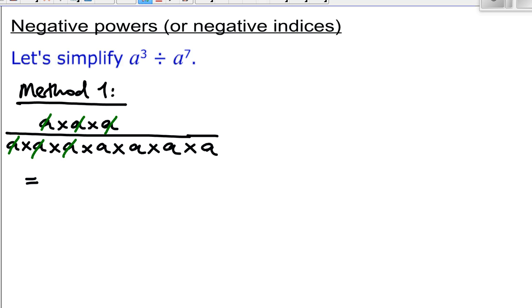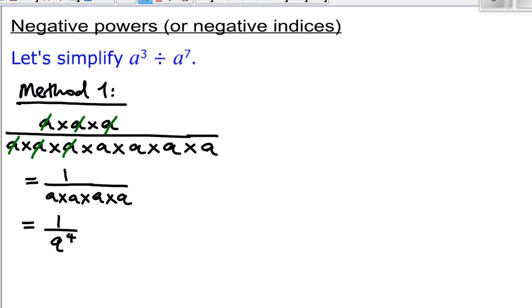So what will remain here is 1, the numerator, over A by A by A by A. So 4 As in the denominator. Now we can write that in power form, or as an index. So we end up with 1 over A to the power 4.